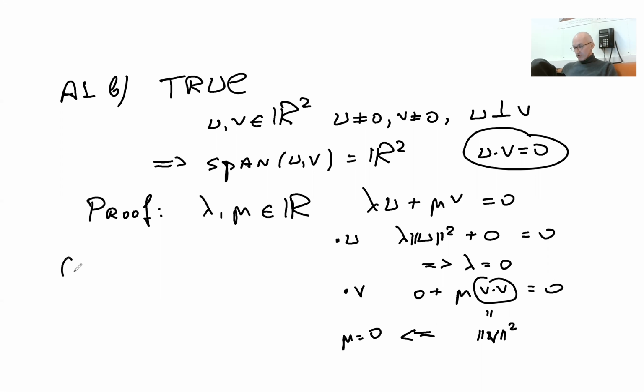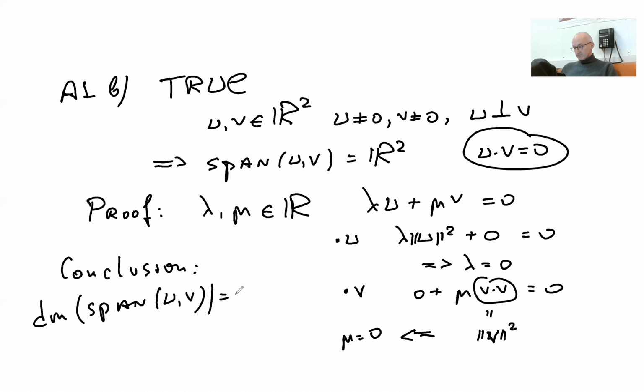Yeah. So conclusion, span of u and v is two-dimensional. Yeah, because u and v are linearly independent, so it means they form a basis of the span. So conclusion, span of u and v is R2. Okay, because if you have a linear subspace of R2, if it's not equal to R2, its dimension must be less than 2.